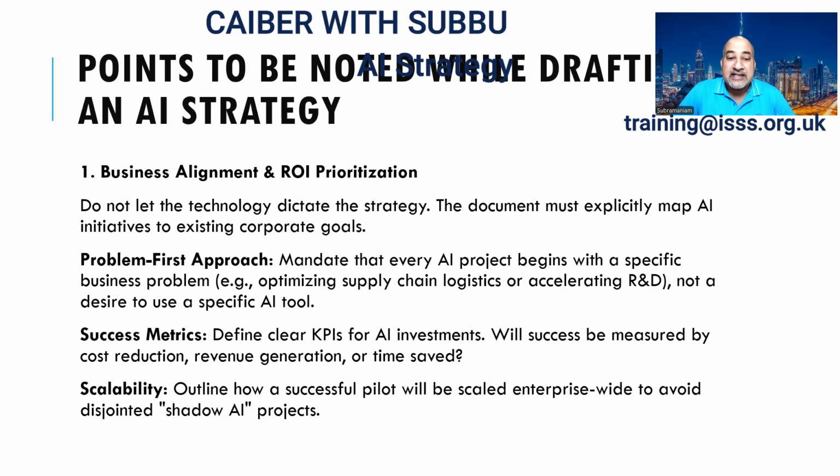So, problem first approach, then success metrics, the KPIs for the AI investment: cost reduction, revenue generation, and time saving. Usually it increases the cash reserve for the organization. That means it reduces operational cost, increases profitability, or saves you from penalties. A penny saved is a penny earned. So we have revenue generation, operational cost reduction, and penalty avoidance. These are the KPIs we can measure. The certification body has also released a document on LinkedIn where 100 KPIs are mentioned. We can go for that as well.